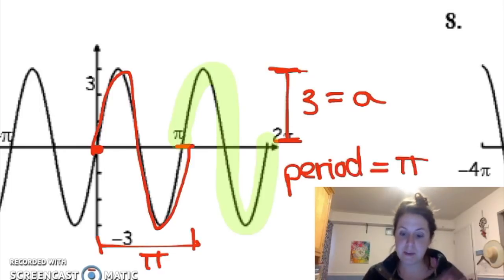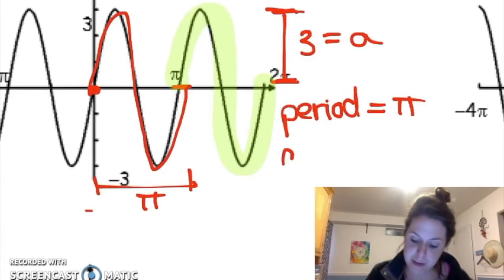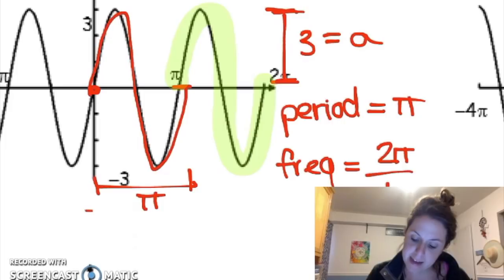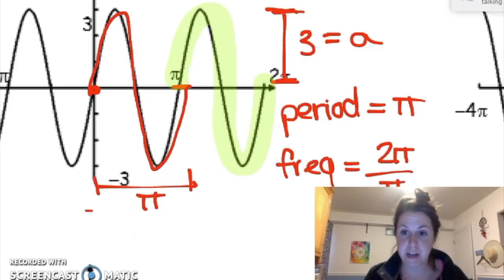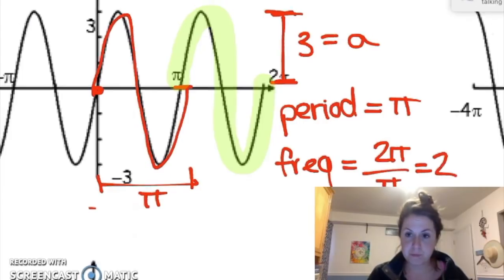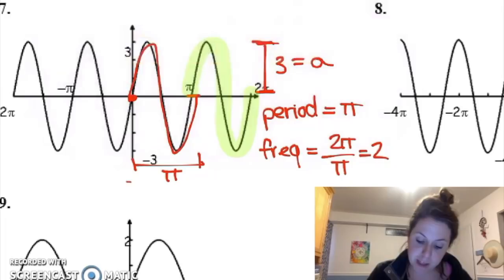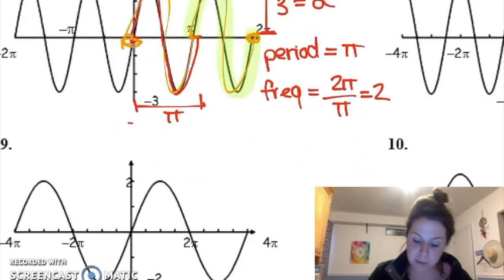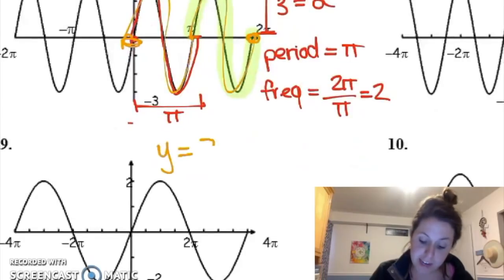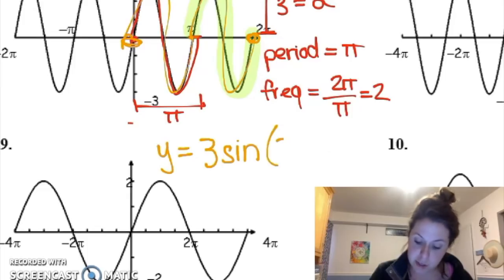But what is the B value? So remember that frequency is 2 pi over the period, which is 2. Now the other way you could figure that out is by looking from 0 to 2 pi and seeing that there are 2 full curves. So this would be y equals 3 sine, because it starts at its midline, 2x.